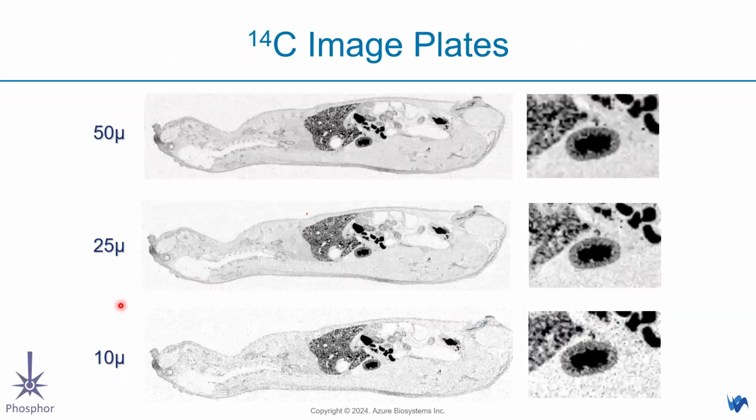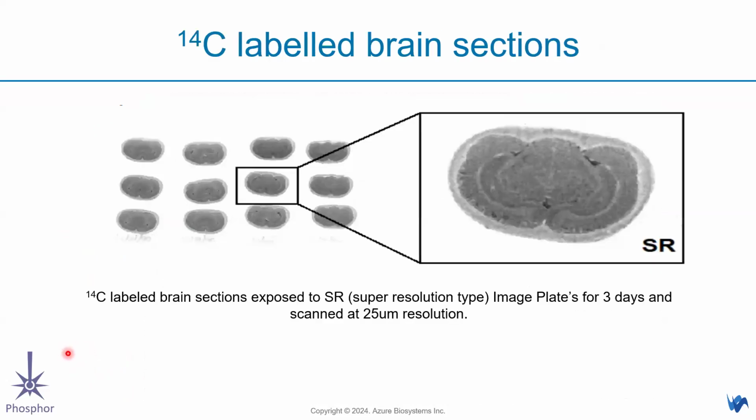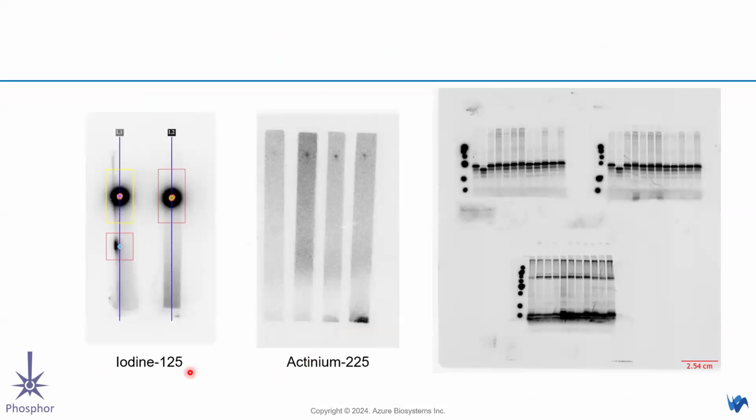So here's an example. We have a carbon 14 image plate that is imaged at different resolutions, up to 10 resolutions here. Of course, we can do up to 5 micron resolution in Sapphire FL. Another example is carbon 14 labeled brain sections, exposed on the image plate for 3 days and scanned at 25 micron resolution. And it's another example taken from one of our users in nuclear study. They look at iodine 125, actinium 225, and so on and so forth.